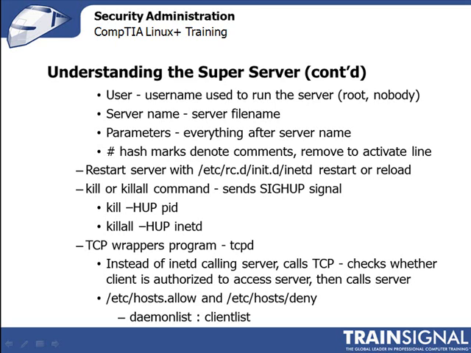If you'd like to activate a line that's in your configuration file, you simply remove the hash mark to do so. And as you know, if you make changes to the file, you'll need to restart with something like /etc/rc.d/init.d/inetd followed by restart or reload. But instead of using the startup scripts, you can also use the kill or killall commands. These commands, if you recall from our run levels and system shutdown and reboot lesson, send the SIGHUP signal. The syntax is kill space -HUP in all capitals, followed by the process ID, or killall space -HUP, followed by inetd.